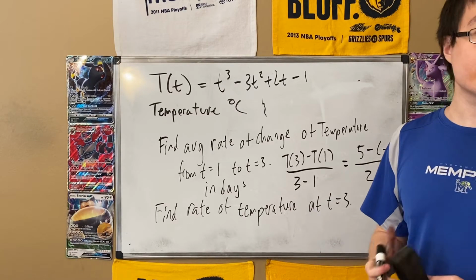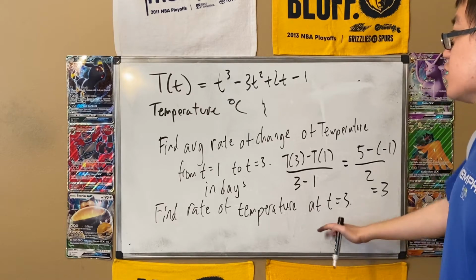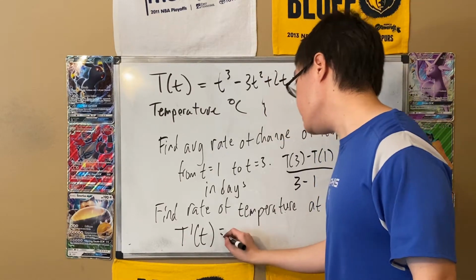And that's the miracle of calculus. You don't need 2 points. You can find that exact rate of change. That's going to be the derivative. So it's going to be T prime of t. You do need to take the derivative.